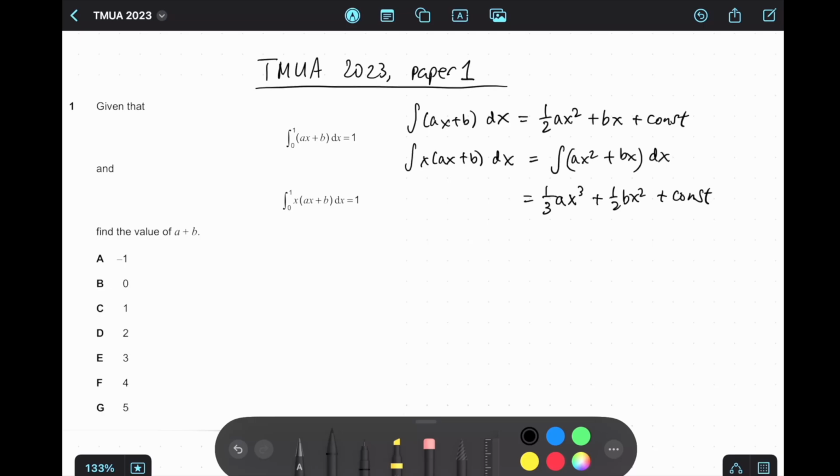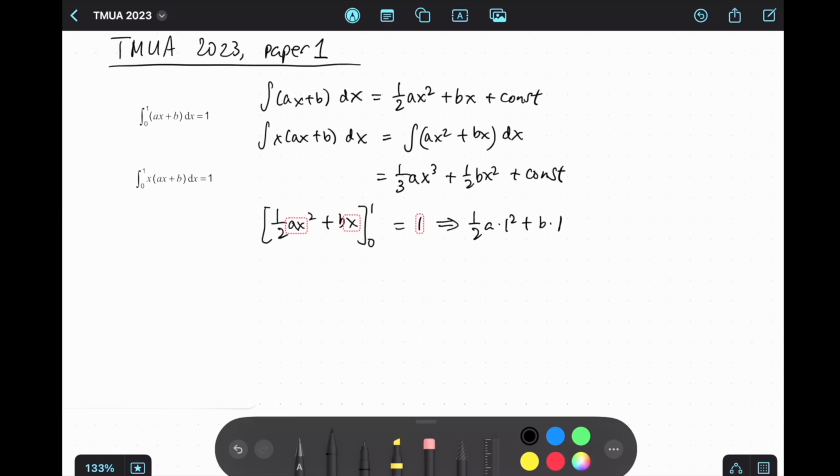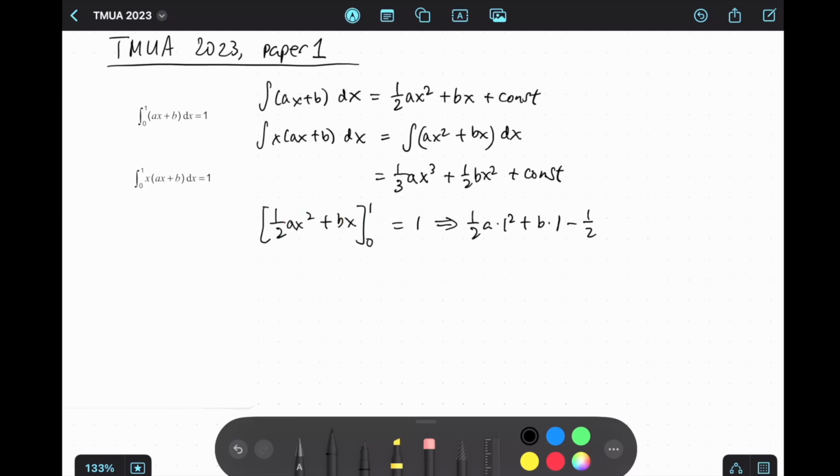So now we use this result to solve the definite integral. For the first integral, we have a half of ax squared plus bx from 0 to 1 equals 1, which means half a times 1 squared plus b times 1, minus half a times 0 squared minus b times 0, equals 1, which basically means that a half of a plus b is equal to 1.